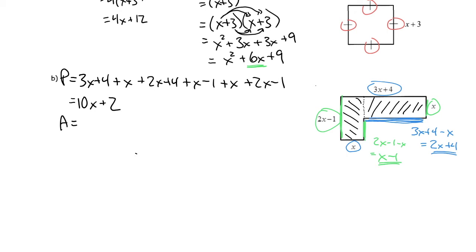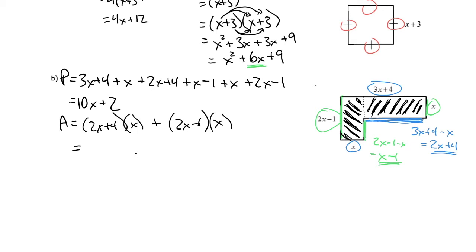If I want to get the area, what I would do here is I'm going to do the length times width plus length times width. So for this rectangle right here, my length is going to be 2x plus 4, and my width is x. For this rectangle right here, the length is 2x minus 1, but the width is also x.